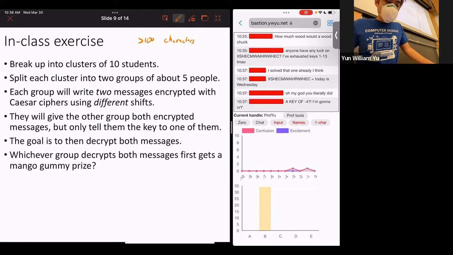Oh, well, you should remember, everyone, that the key of -4 is the same as the key of 22. So, yeah, just responding to some of the things people are saying in chat.